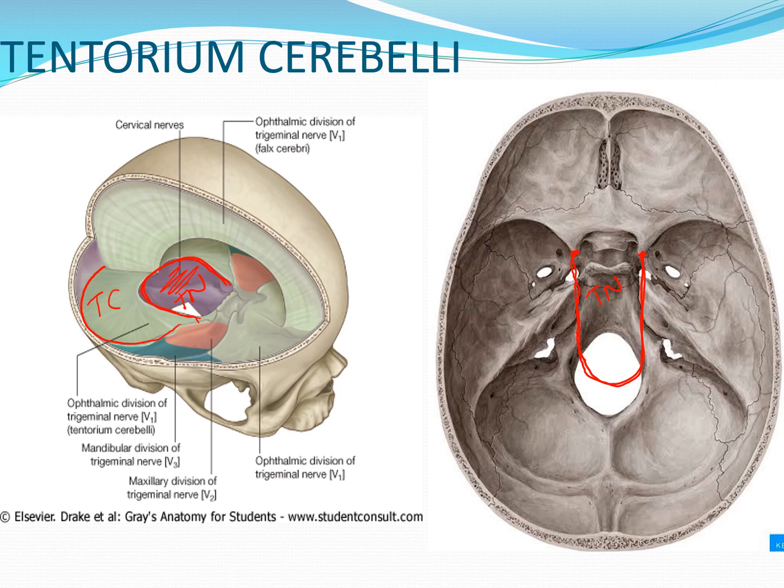Now let us see the fixed or attached margin of the tentorium cerebelli. Now we are talking about this part, which is the fixed margin. The fixed part of the tentorium cerebelli is attached to the internal occipital protuberance. It is attached to the transverse sulcus. It is attached to the petrous part of the temporal bone, and it is attached to the posterior clinoid process. So this is the attachment of the tentorium cerebelli.